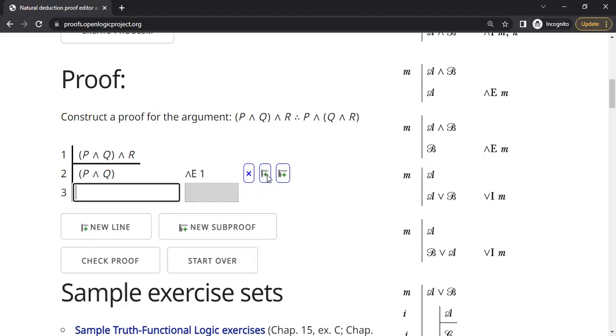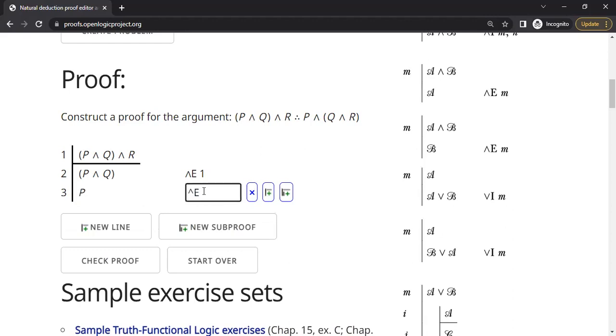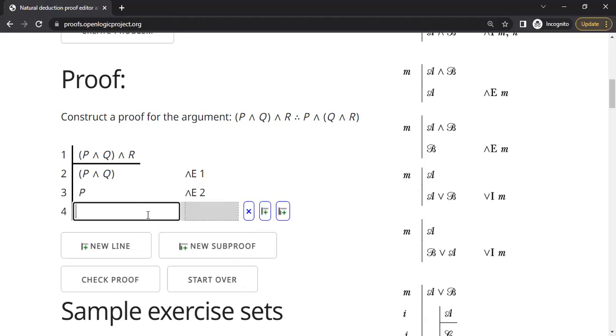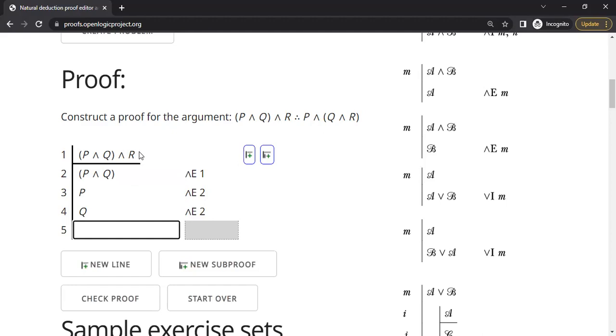And now I'll add one more. I will eliminate one more term now from the second line, because I can do that using the AND elimination on the second line. I can also do the same for Q, right? I can get Q from the second line again. From the first line, I can also eliminate R because it's an AND.